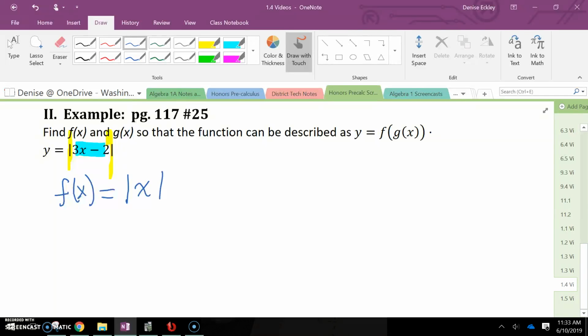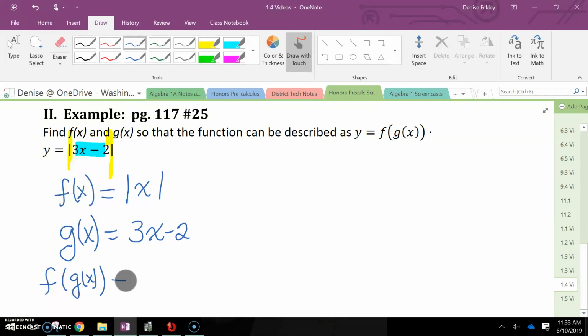And then if I were to substitute a function inside it to get our y, that function would be my g of x, which in this case would be 3x minus 2. And you can verify that by actually creating f of g of x with our functions. And what we see is we'll have the absolute value, and then our 3x minus 2 will go there. And it gives you the function we started with, the y value. So that's one set of functions: the absolute value of x for f of x, and the line for g of x of 3x minus 2.